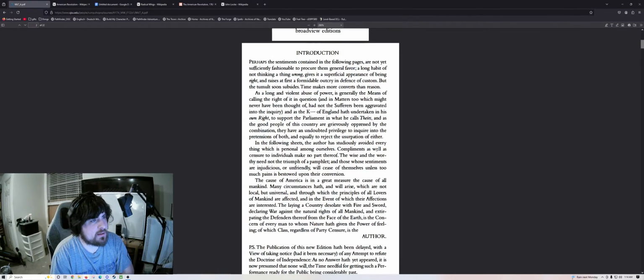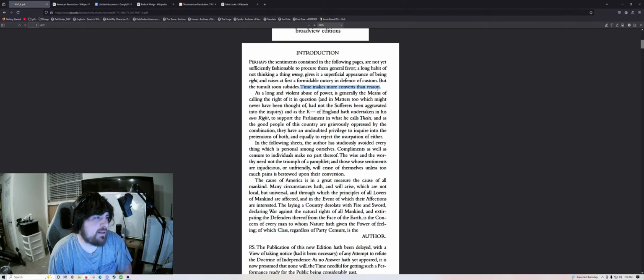Perhaps the sentiments contained in the following pages are not yet sufficiently fashionable to procure them general favor. A long habit of not thinking a thing wrong gives it a superficial appearance of being right, and raises at first a formidable outcry in defense of custom, but the tumult soon subsides. Time makes more converts than reason. That's a good line. Holy shit, that is a good line. Time makes more converts than reason.